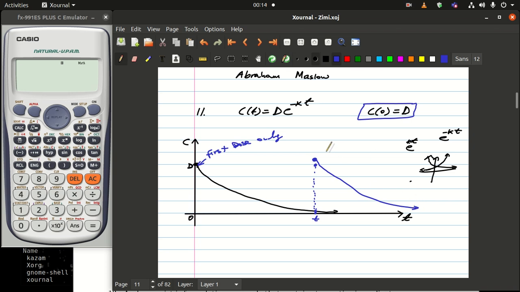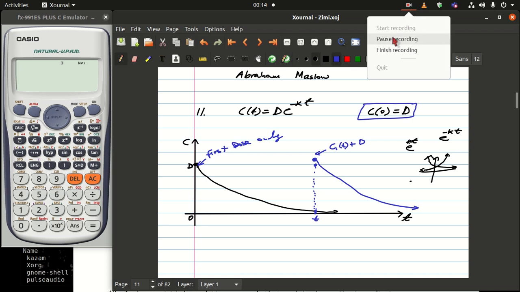So you can see at this point that you will have the concentration of the first dose, which is T, plus the second dose, which is just going to be D, because I have just injected it at this point. Then as you go further, this whole thing starts decreasing and keeps going down, and there's no other reason for it to be different. This is going to go down forever.